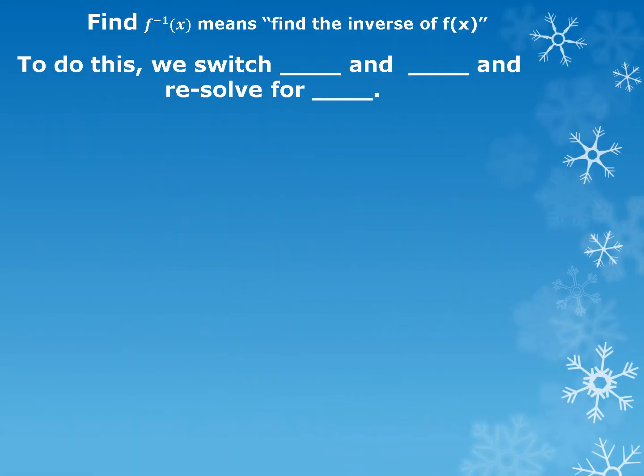So let's recall back from Unit 1 when we talked about inverse of functions. If you remember, when we saw f to the negative 1 of x, that really means find the inverse of f of x. That means we simply switch x and y, and then we resolve for y. So to find the inverse of any function, we switch the x and the y, and then resolve that equation for y.